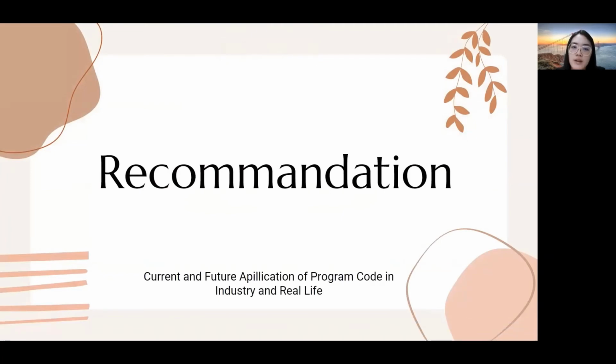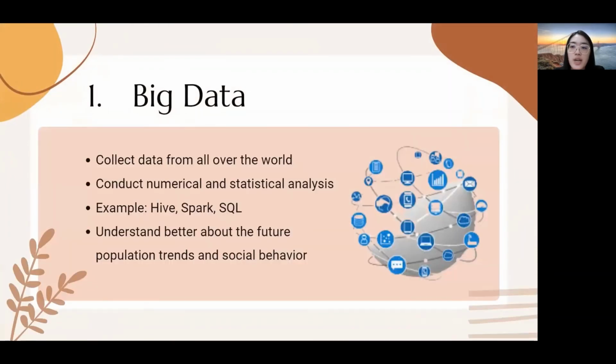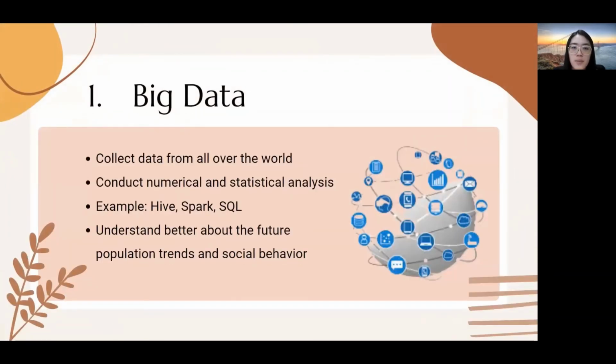Next, I will talk about a recommendation about the current and future application of program code in industry and also in real life. So first, let us talk about the current application of program code. The first application is we can use the program code in the big data industry. So we can use program code to design a program to collect data from all over the world. For example, the scientific research or the scientific data from experiments.